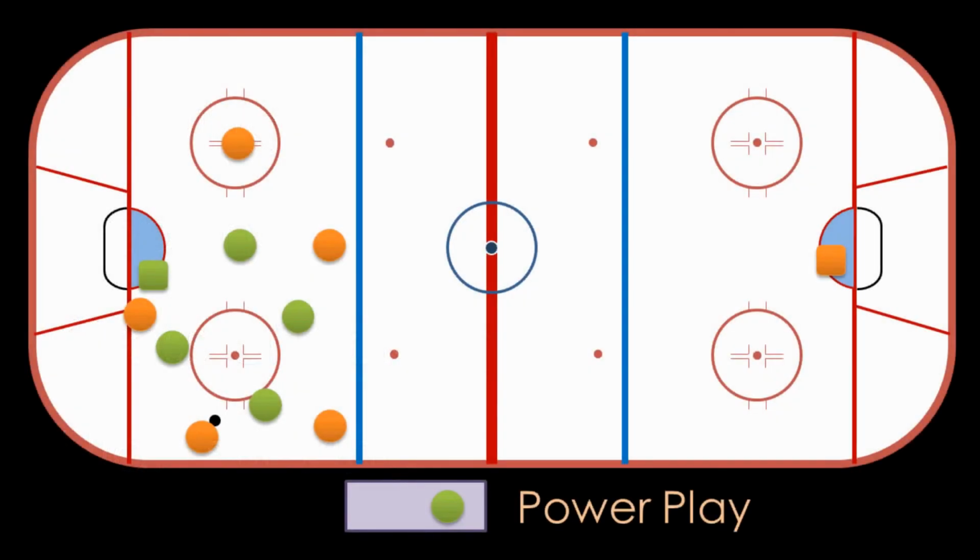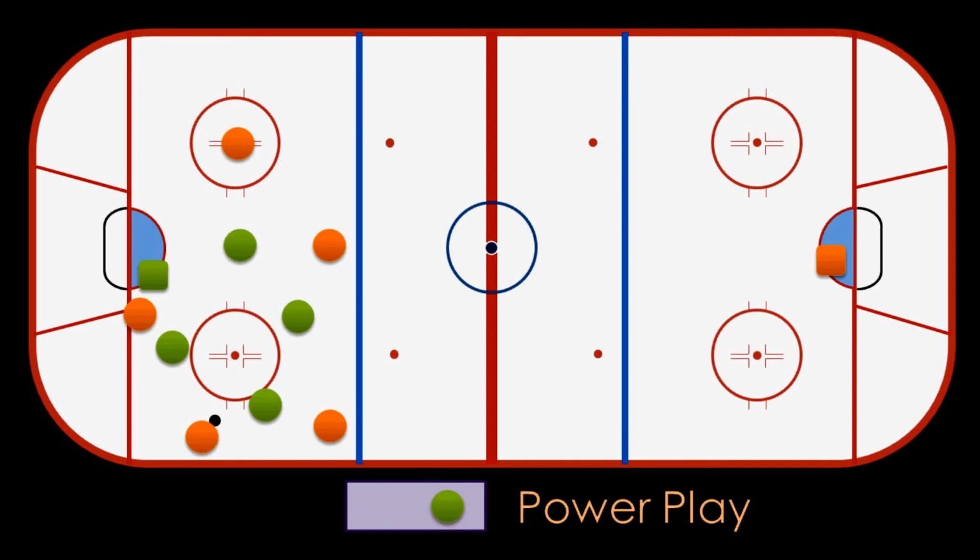So upon being called for a penalty, the player in question will have to sit in the penalty box, and his team cannot replace him on the ice. So instead of having 5 players, they will only have 4. The team who is down a man, in this case the green team, is said to be short-handed. And the orange team, who is a man up, is said to be on the power play.